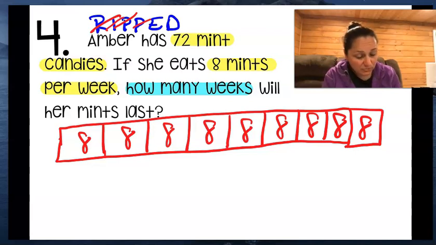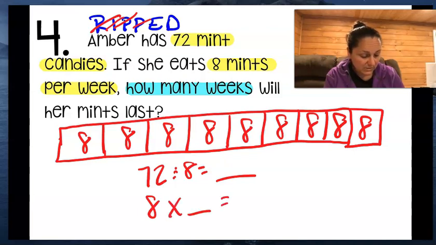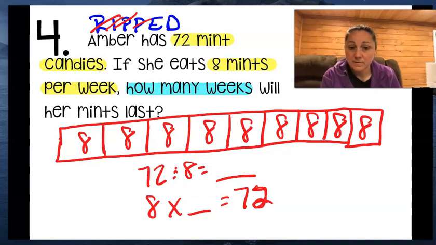Now I could also draw this as a multiplication and division fact family. So I would draw the multiplication equation. So I would say 72 divided by 8 equals, I don't know. But I could say 8 times what equals 72? So it also has to do with knowing your fact families.